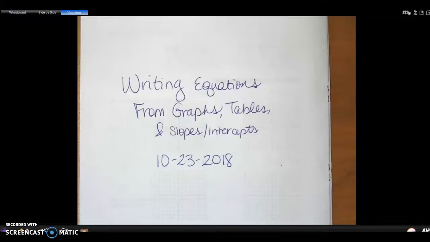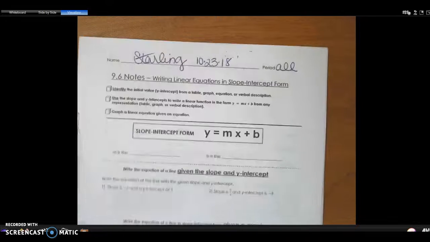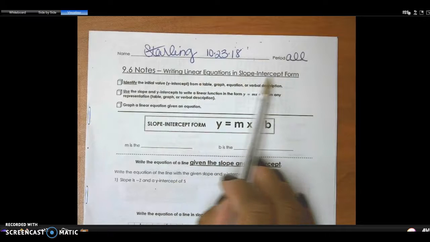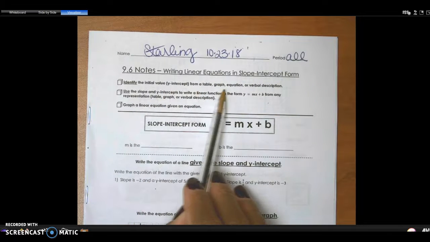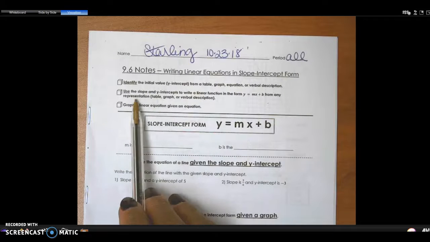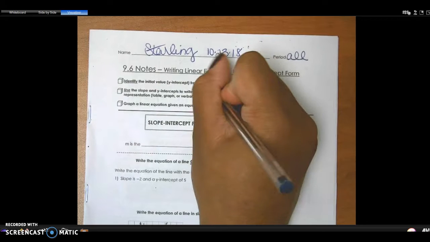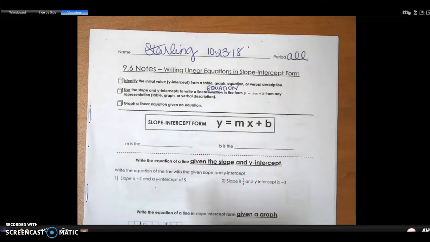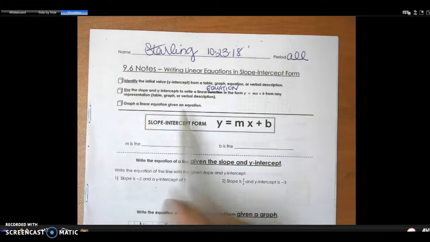So today we're writing equations from graphs, tables, and slopes and y-intercepts. Gotta be specific. So these are notes. We're writing linear equations in slope-intercept form. We're identifying the initial value, which is our y-intercept from a table, graph, equation, or verbal description, and we're using the slope to write linear equations. Please cross out function and put equation. We're writing in the form of y equals mx plus b, and then we're graphing them as well.